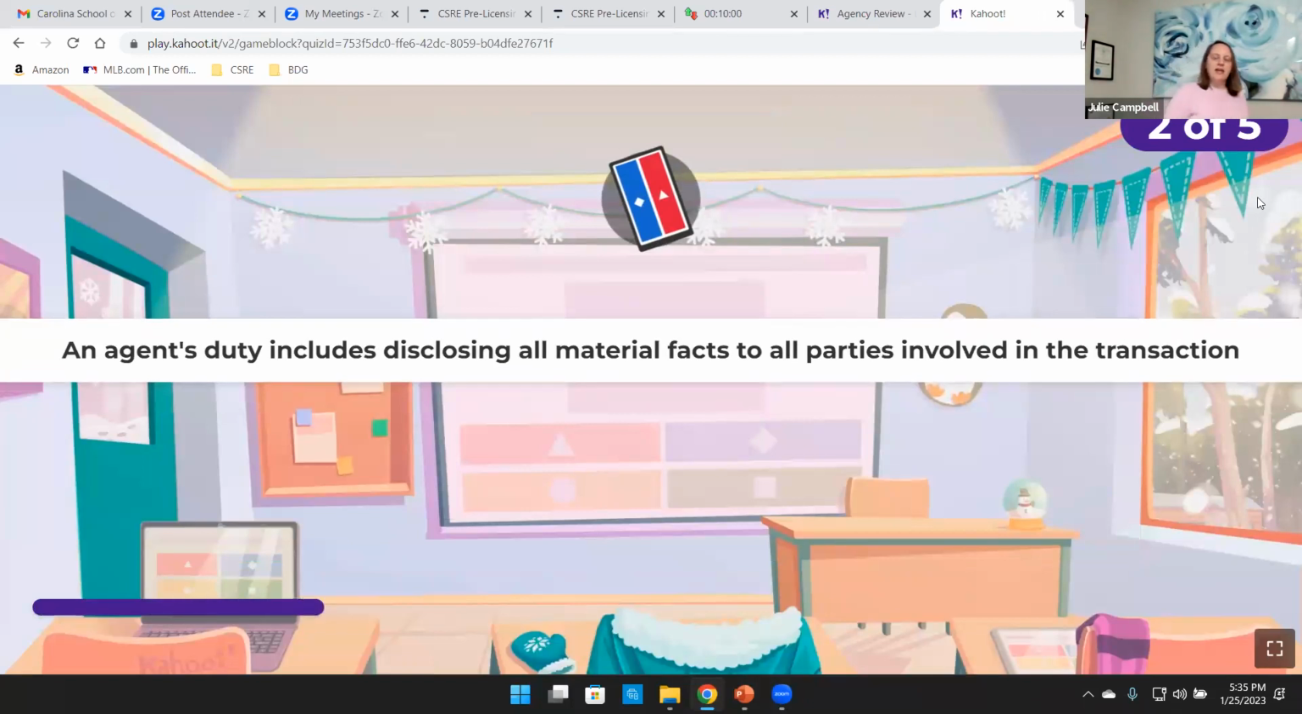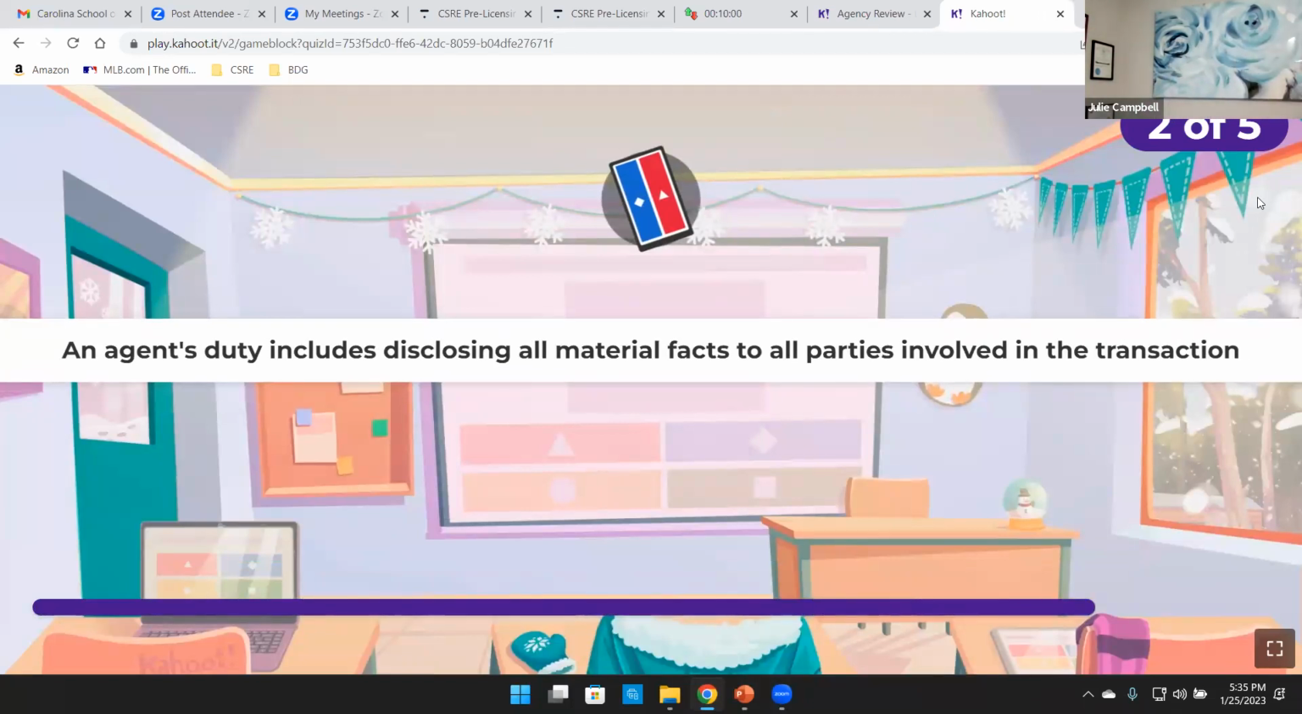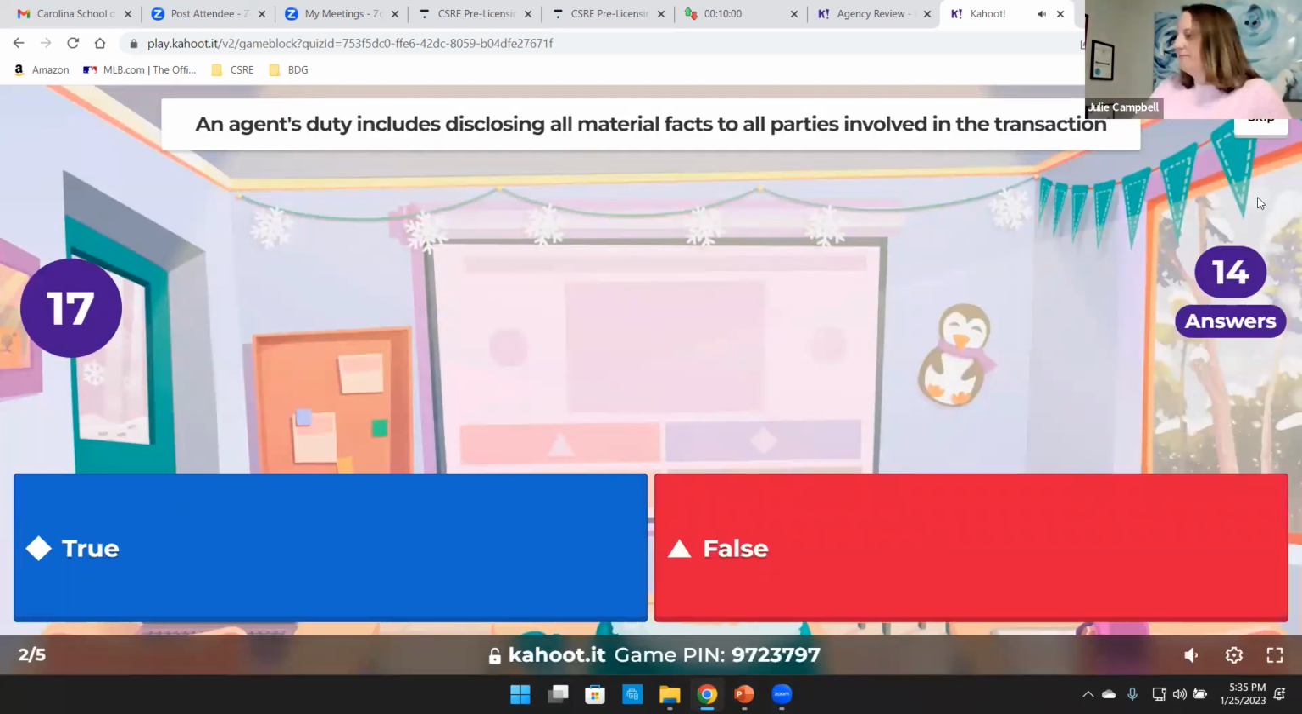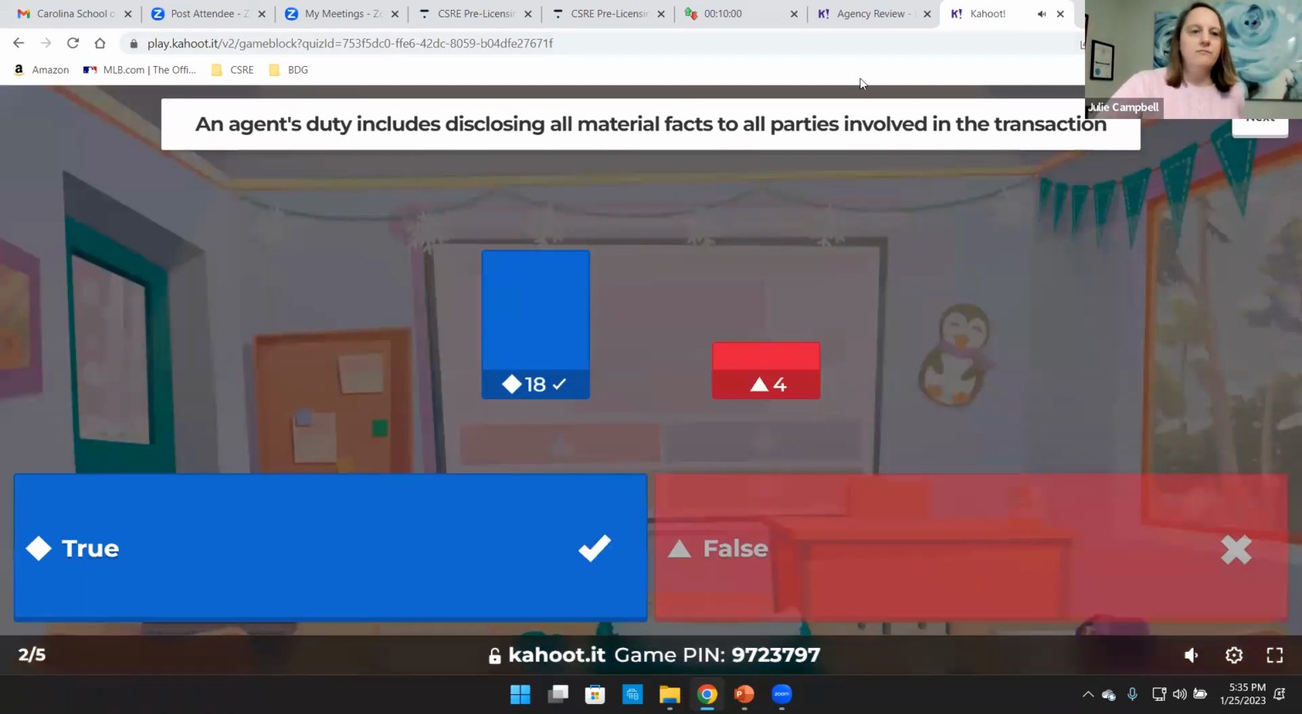Question number two, true or false? An agent's duty includes disclosing all material facts to all parties involved in the transaction. Eight seconds. We always have a duty to disclose material facts. Regardless if you're talking to a customer or a client, we always have a duty to disclose material facts. It doesn't matter who I am. What role am I playing? My listing agent, buyer's agent, seller sub-agent, dual agent, designated dual agent, doesn't matter. We always have a duty to disclose material facts. Questions on this one?